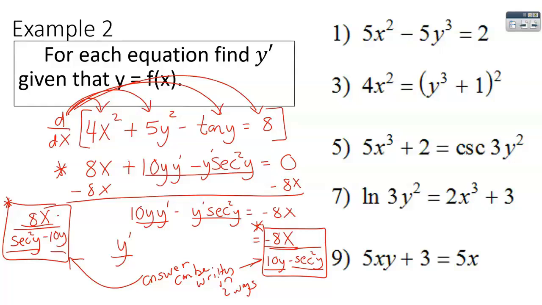Why did I give you this example? This example was given to you because we had two y's. And since we had two y's, we ended up with two y primes. And when you have two y primes, you have to do two extra steps. You have to get the y primes on one side and anything without a y prime on the other. Then you have to factor out the y prime and divide what's left. Okay, so that one is a little bit more involved.